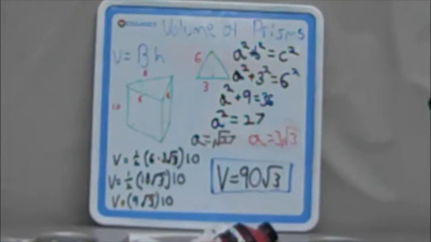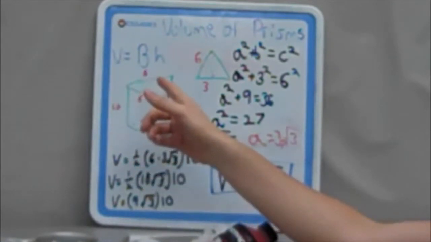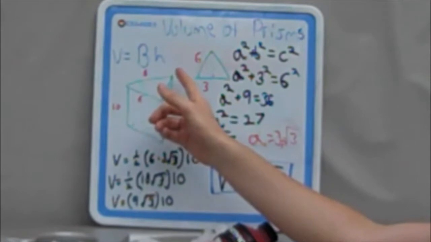In this video, you will be learning how to find the volume of a prism, just like this hot tub and this triangular prism. Now, the volume of a prism formula is V equals the area of the base times the height.